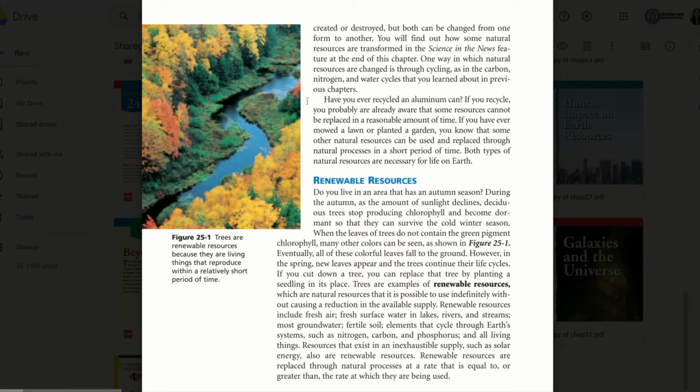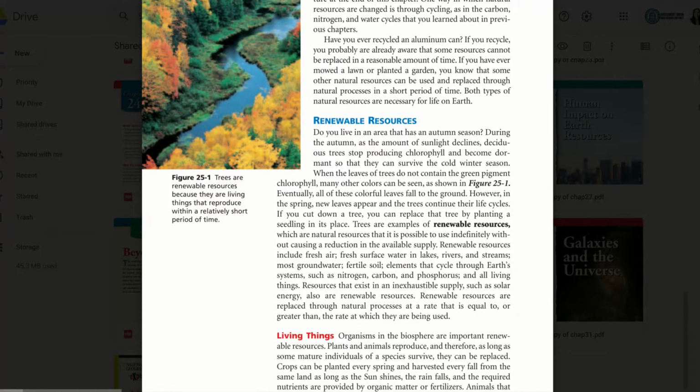Have you ever recycled an aluminum can? If you recycle, you are already aware that some resources cannot be replaced in a reasonable amount of time. If you have ever mowed a lawn or planted a garden, you know that some other natural resources can be used and replaced through natural processes in a short period of time. Both types of natural resources are necessary for life on Earth.